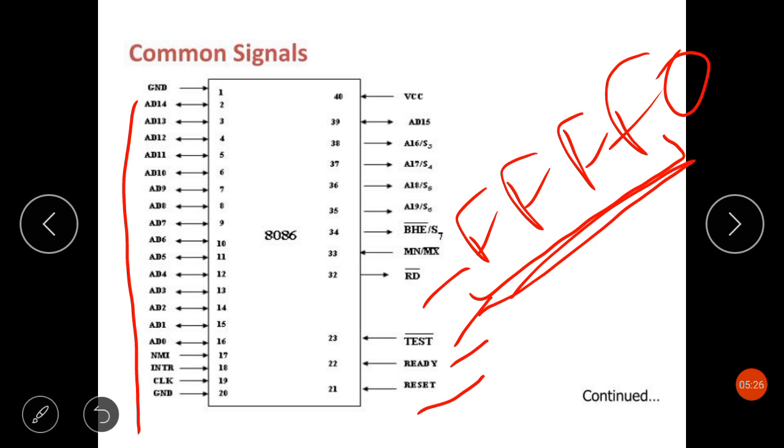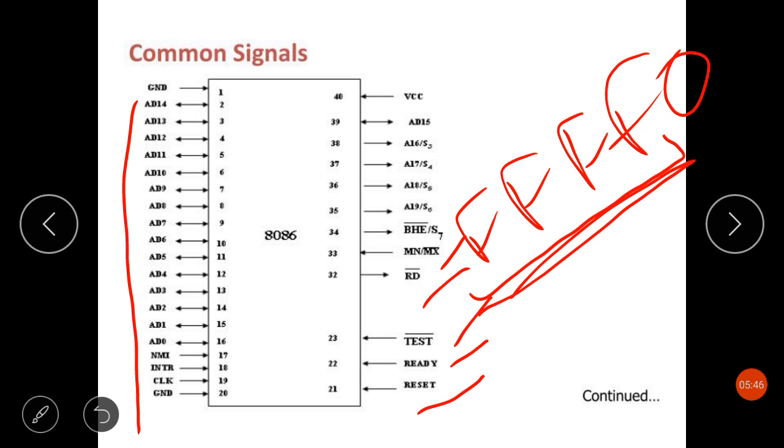Then I've already discussed the MN/MX bar pin. The 8086 can be configured in either minimum mode or maximum mode using this pin. This pin is tied high for minimum mode.